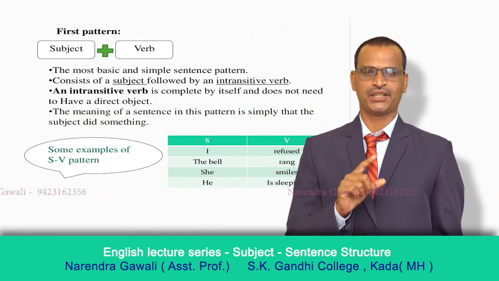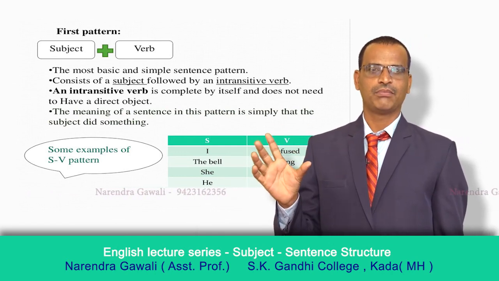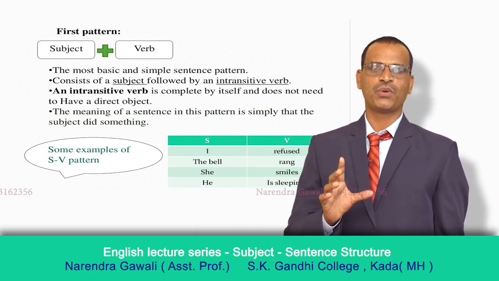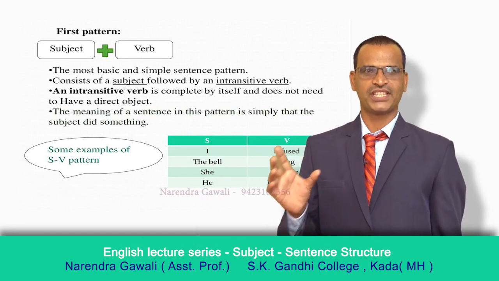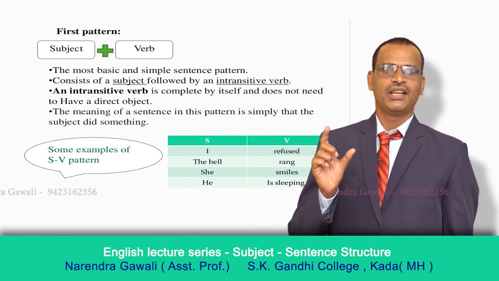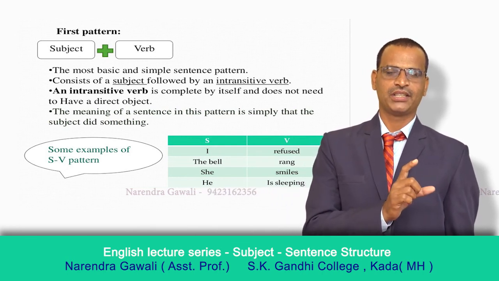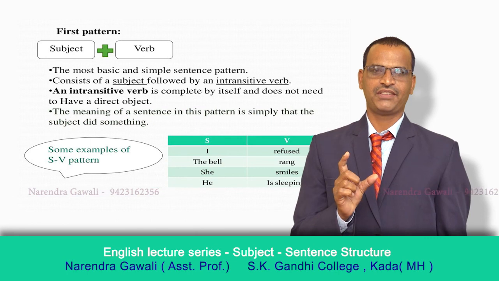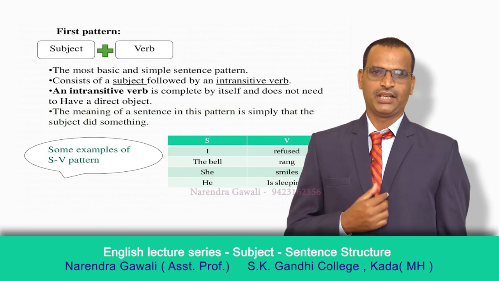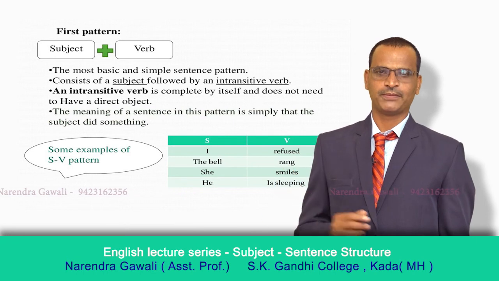We call this SV pattern. There is no object in this sentence, so that's why it is called an intransitive verb. It means this verb cannot be transformed; it cannot be converted into passive voice. And suppose I say Ram ate mango. Ram is subject, ate is verb, mango is object. This verb ate is a transitive verb, because it can be transformed into passive voice. So you understood the difference between transitive verb and intransitive verb.